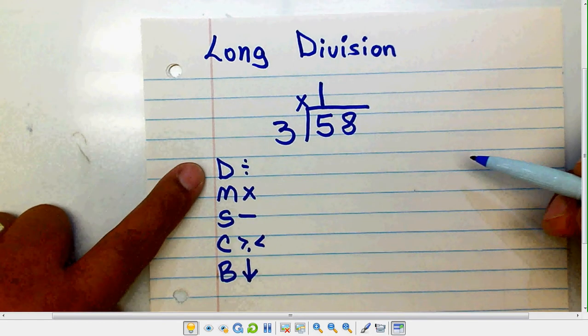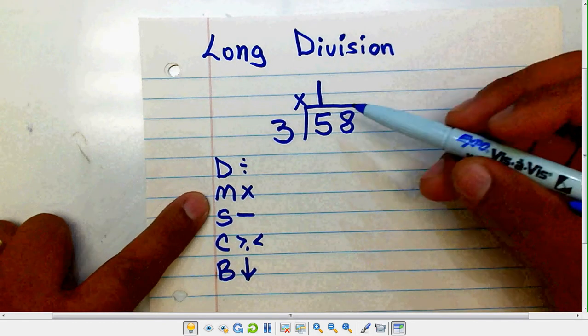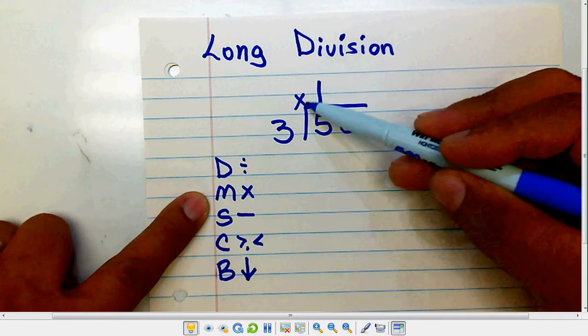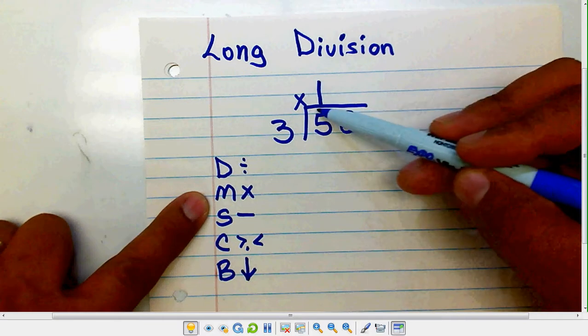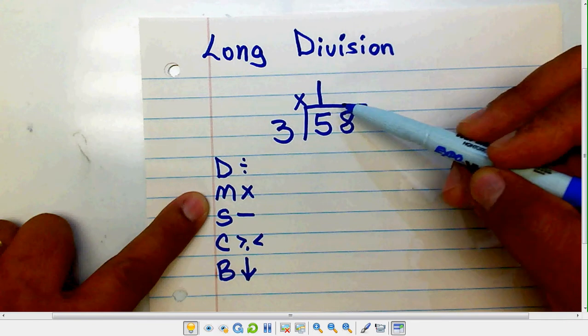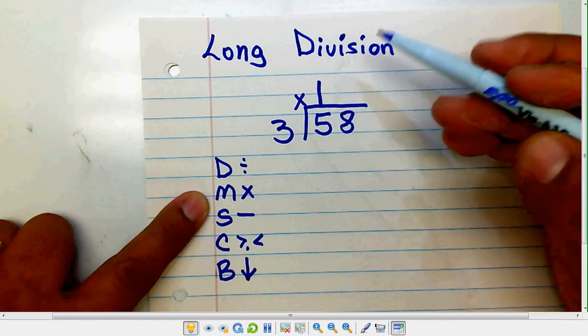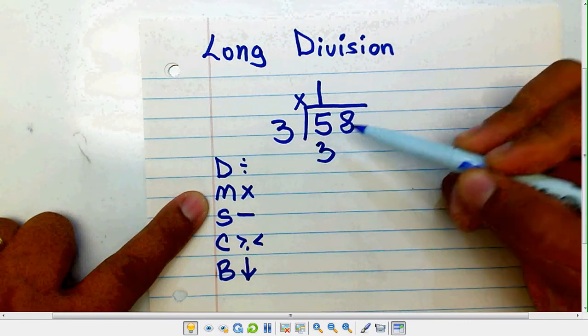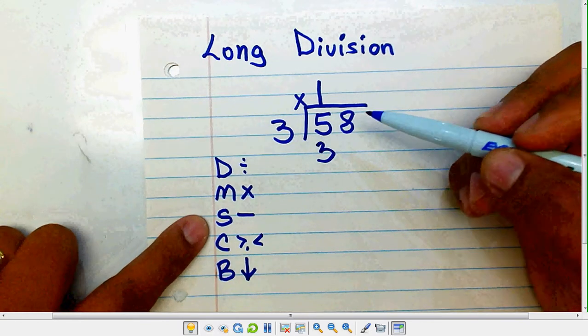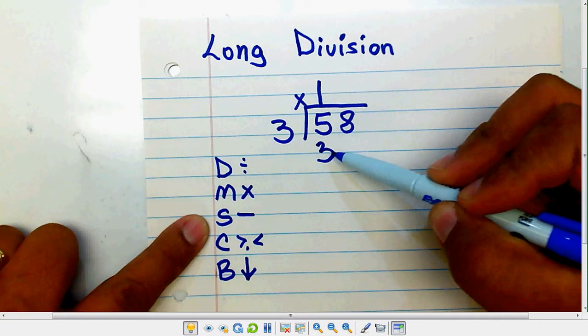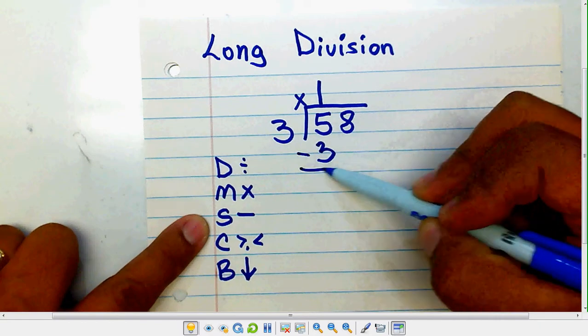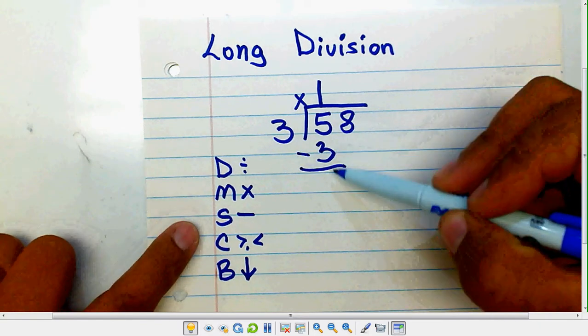we just divided. Next step, we're going to multiply. And I always like to put the multiplication symbol here in the corner because the inverse of division is multiplication. So we're going to multiply 3 times 1, which is 3. Follow the steps. 5 minus 3, we're going to subtract. And then 5 minus 3 is 2.